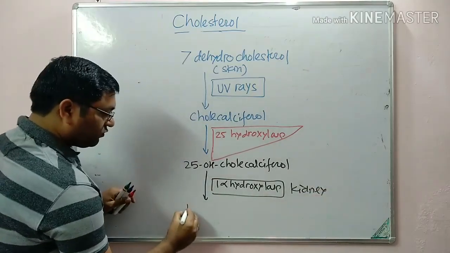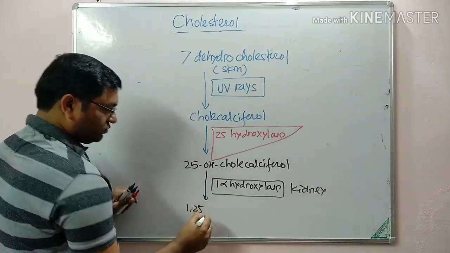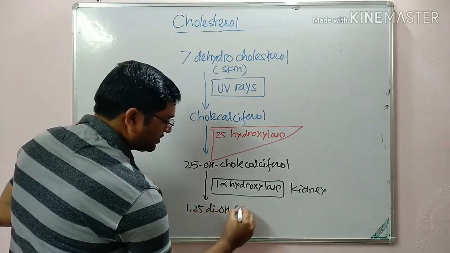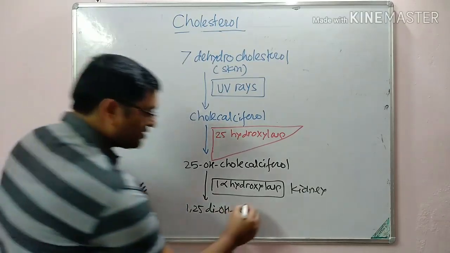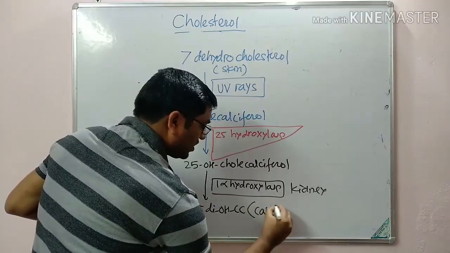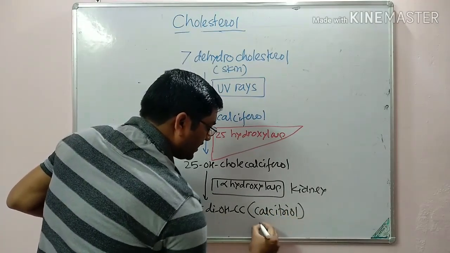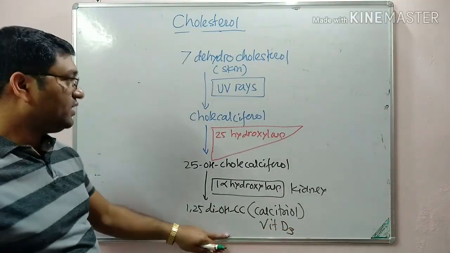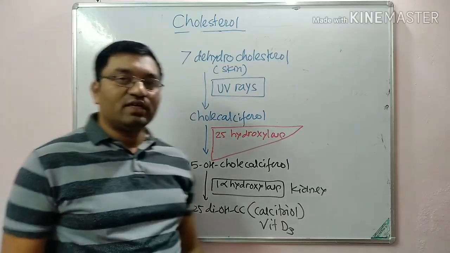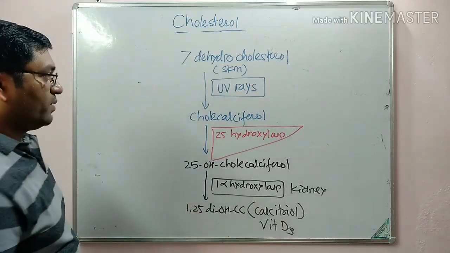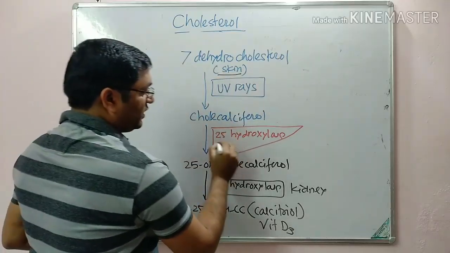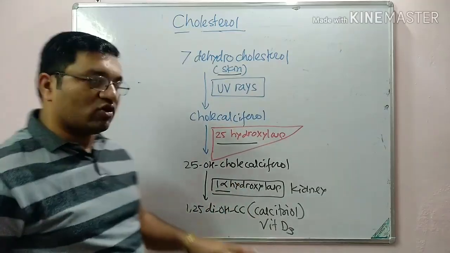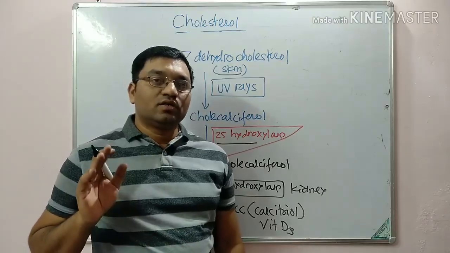is converted into 1,25 dihydroxycholecalciferol. Another name is calcitriol. So calcitriol is an active form of vitamin D, vitamin D3. It is synthesized from 7-dehydrocholesterol in the skin, then liver and kidney. There is synthesis of calcitriol from the cholesterol.